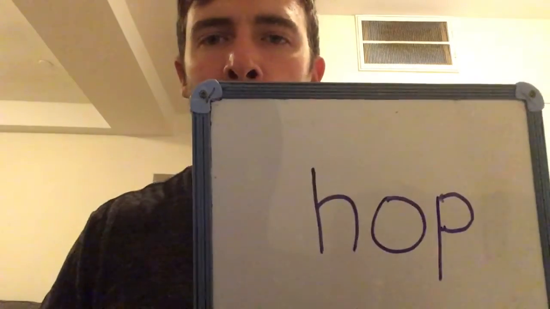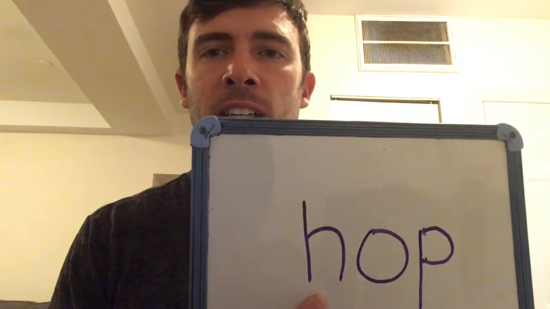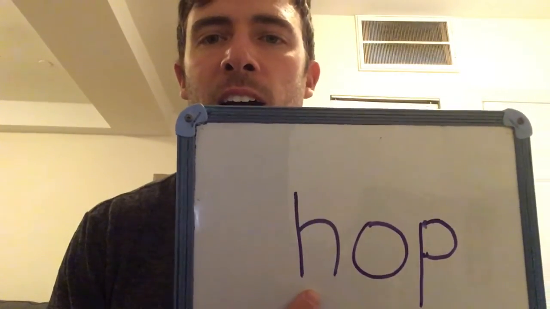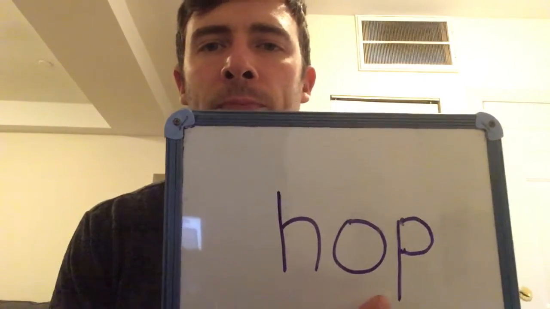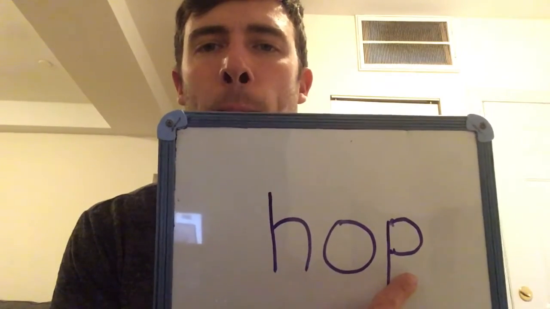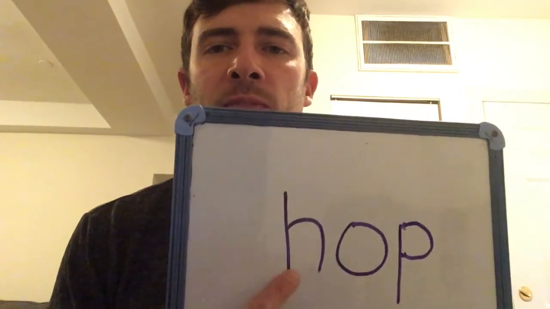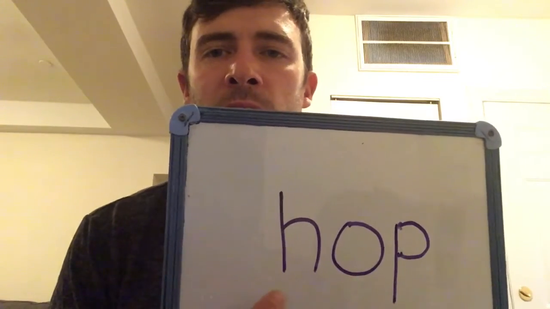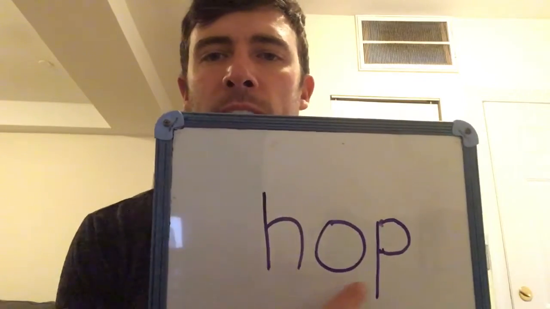Let's try to read the word that's on the board now. This is a real word. The first letter I see is H, and an H sounds like h. Then I see an O, which usually sounds like ah. Then I see a P, which usually sounds like p. So if we put these together, this word, something that a rabbit or kangaroo does, this word is hop. This word is hop. But what happens if we add one of those silent bossy E letters at the end?